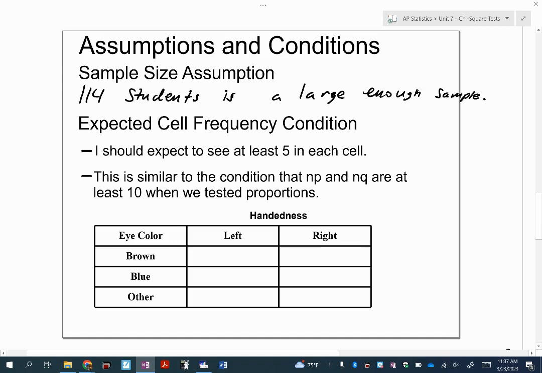And the condition that we check with chi-squared, just like we did on Tuesday and on Monday, is that we check to make sure that our expected values are 5 or more, so at least 5.